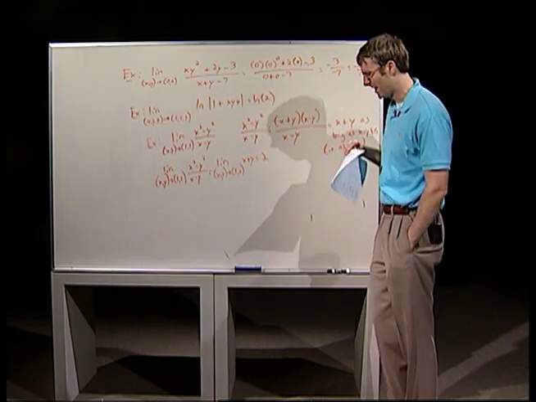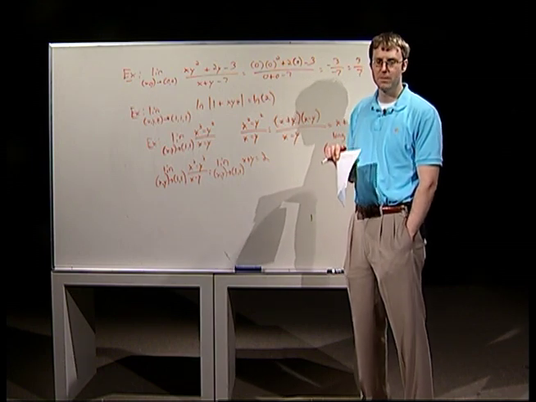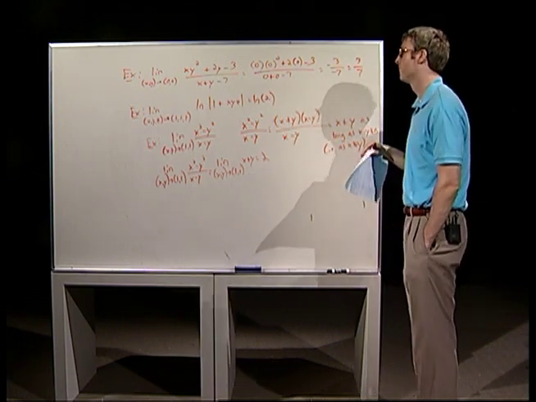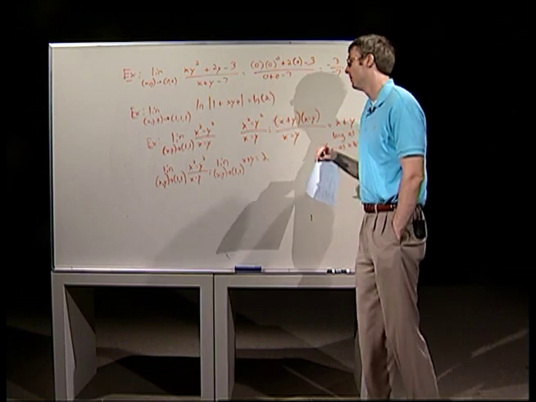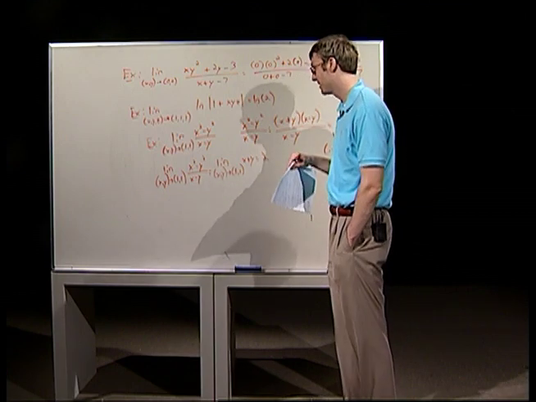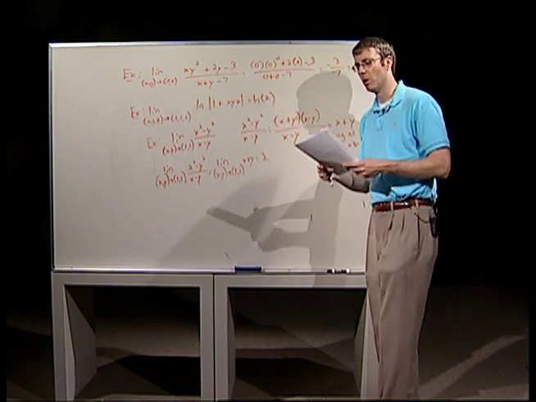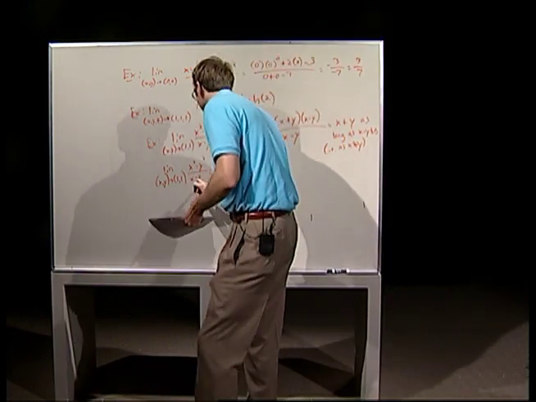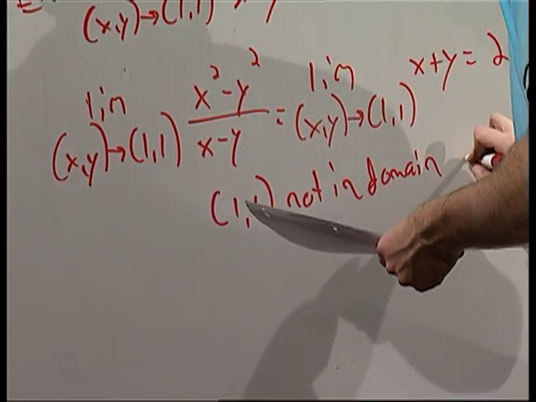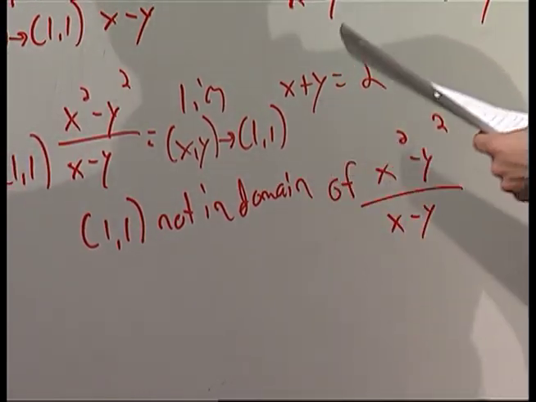And if you recall, in Calc 1, we had this notion that if 2 functions were equal except possibly at a point, then their limits as you went to that point were equal. The same idea holds true here. If 2 functions are equal except possibly at a point, or really in this case it could be at more than one point, but this is the only point in question, then their limits are going to be equal also. So we can note here that 1, 1 is not in the domain of the function x squared minus y squared over x minus y. But it's not the only bad point.